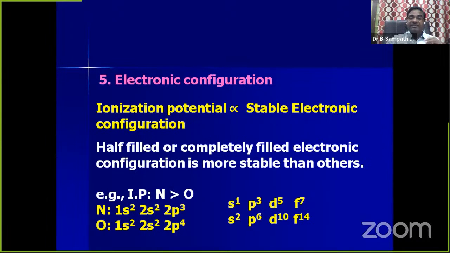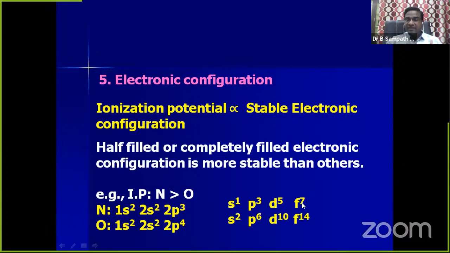dxy, dyz, dzx, dx square minus y square, and dz square. So we know very well, totally 5 d orbitals are there. Each d orbital accommodates 2 electrons. Here 5 into 2, totally 10 maximum electrons it can accommodate.